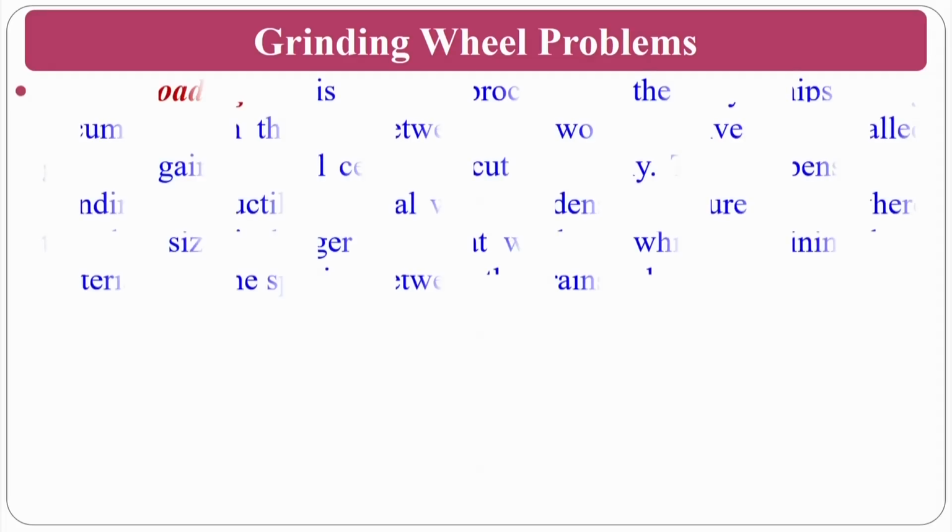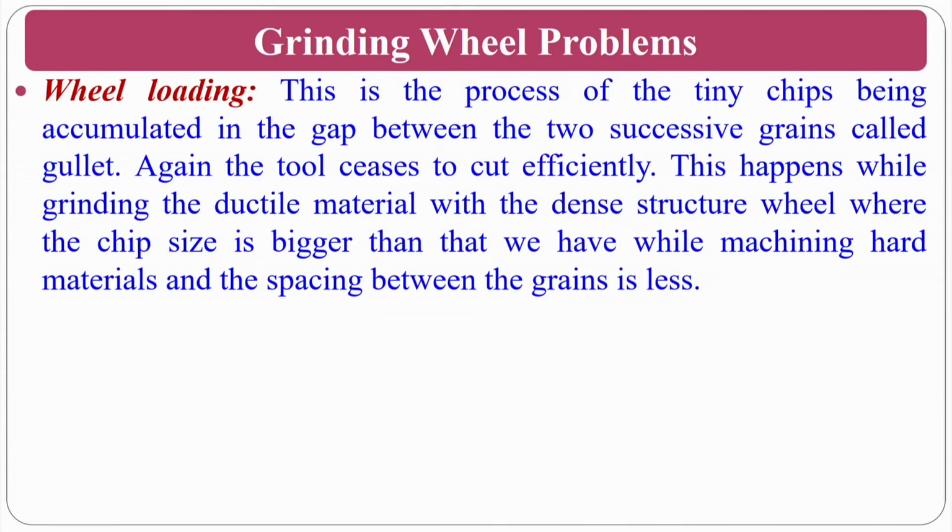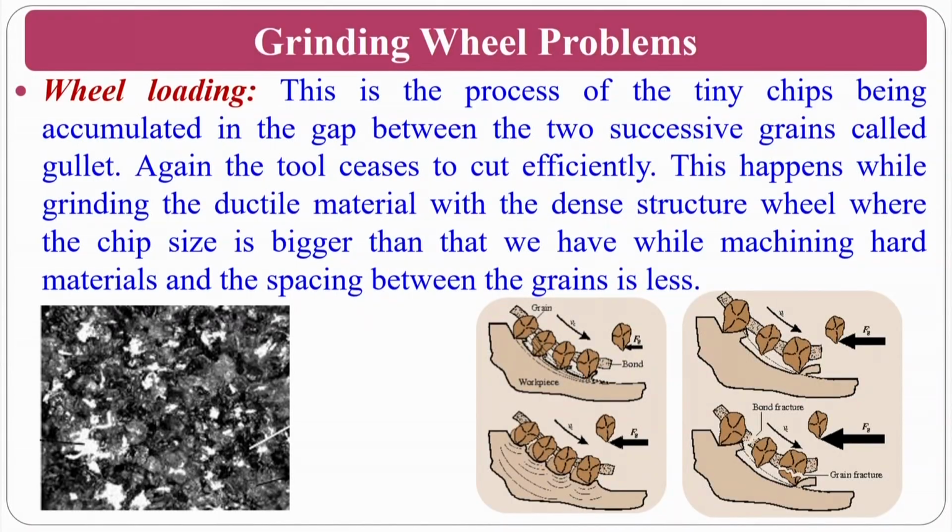That is why it is called glazing. Another problem is wheel loading. What do you mean by loading? Whenever you see a truck is loaded, that means the truck is loaded with goods. So, here what are our goods? Our goods are tiny chips.